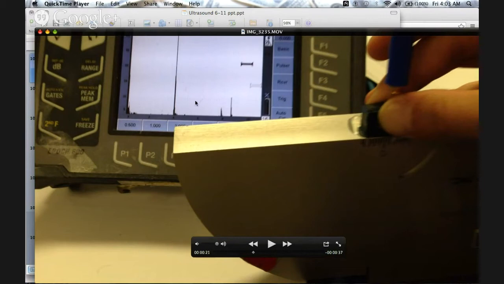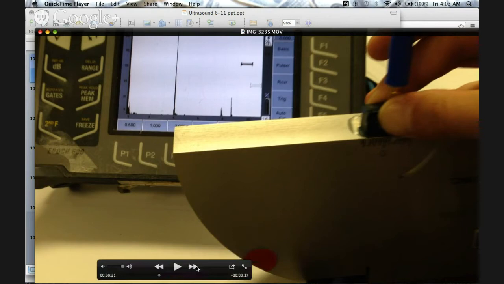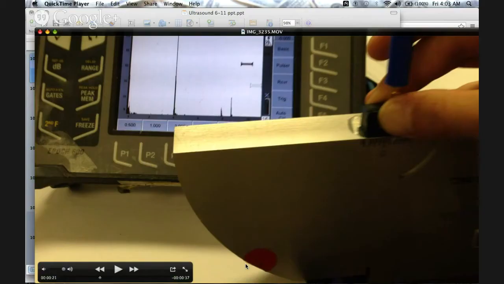So if my range is at 10, my indication is a 4. How many inches would I think it is from here to here? 4 inches, right? Yep.